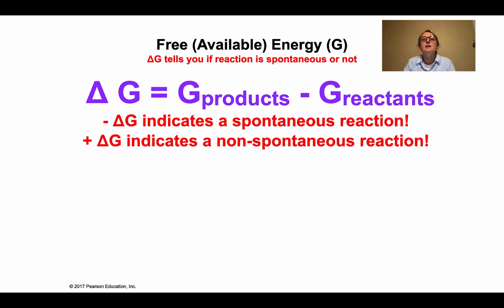So in review, we want to calculate our free available energy, or our Gibbs energy, to understand if a certain reaction is spontaneous and does not require input, or if a certain reaction is non-spontaneous and requires input of energy. We can calculate that by understanding our delta G, or our change in free energy. We get our change in free energy by finding the free energy of our products and subtracting the free energy of our reactants.